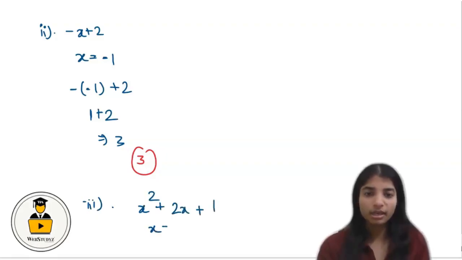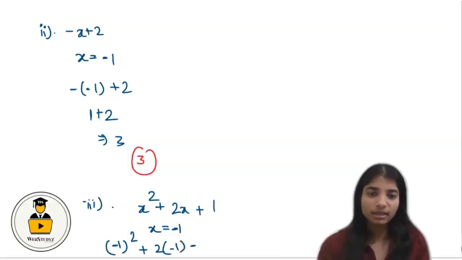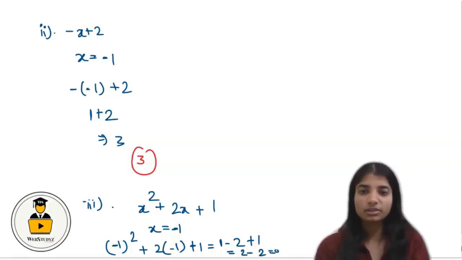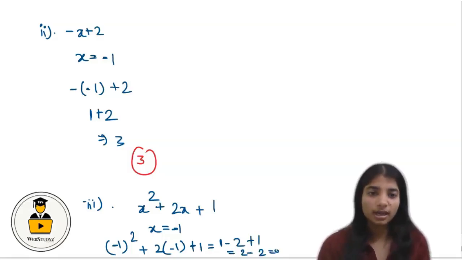Here we have the value of x, that is equal to -1. So this is (-1) squared plus 2 multiplied by -1 plus 1. So (-1) squared is +1, and 2 multiplied by -1 is -2, and plus 1. So from here it is equal to +2 and -2, which is equal to 0. So we can say that the answer to the third part is 0.